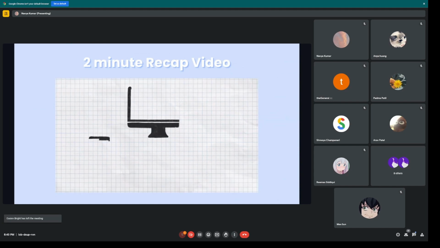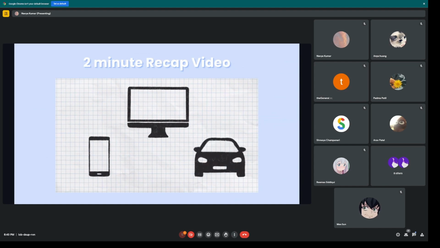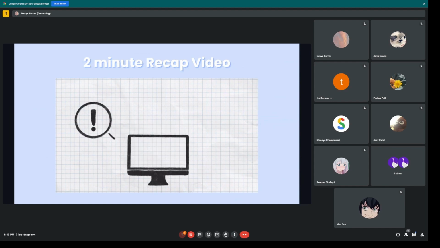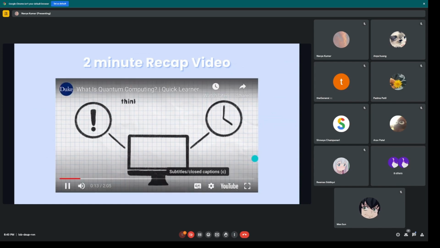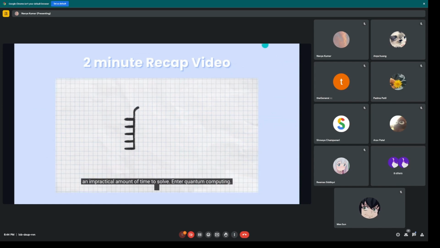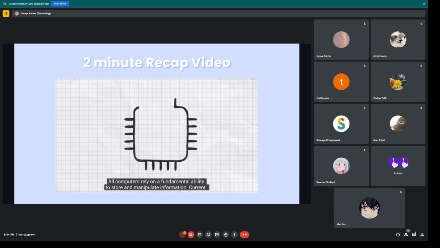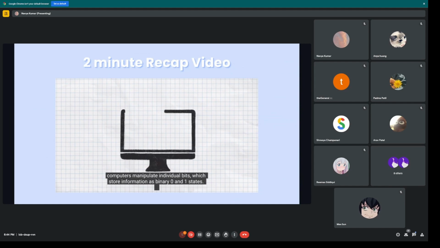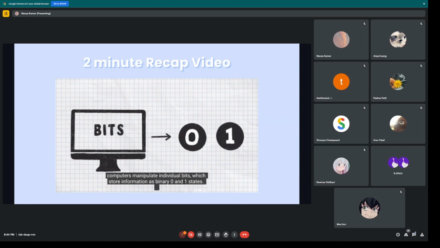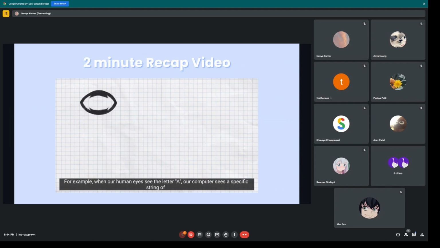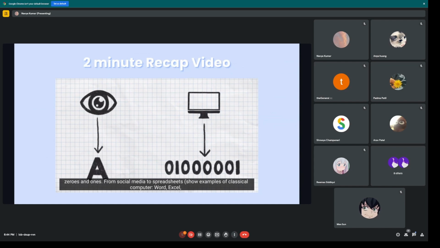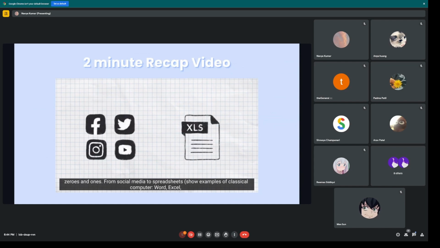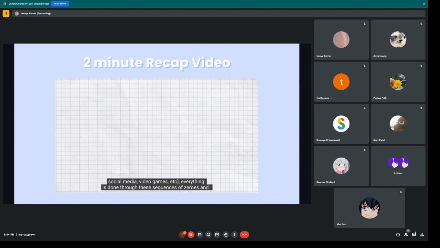Even though we experience the benefits of classical computing every day, there are problems above a certain size and complexity that would take a traditional computer an impractical amount of time to solve. Enter quantum computing. All computers rely on a fundamental ability to store and manipulate information. Current computers manipulate individual bits, which store information as binary 0 and 1 states. For example, when our human eyes see the letter A, our computer sees a specific string of zeros and ones. From social media to spreadsheets, everything is done through these sequences of zeros and ones.